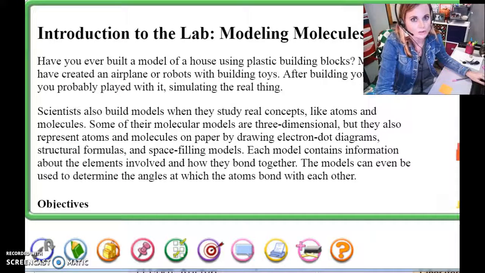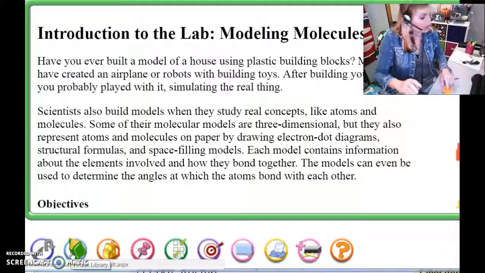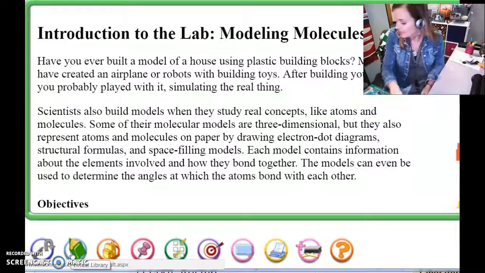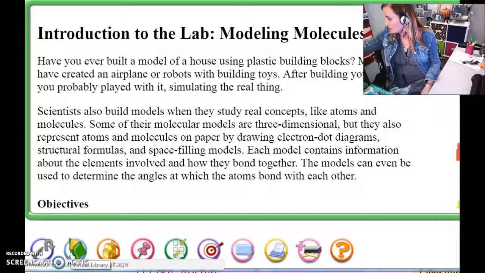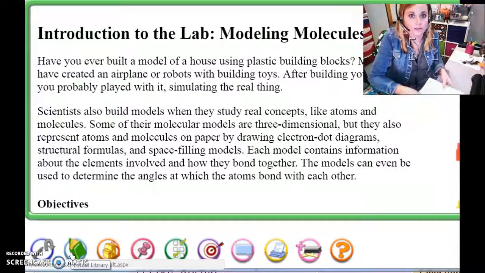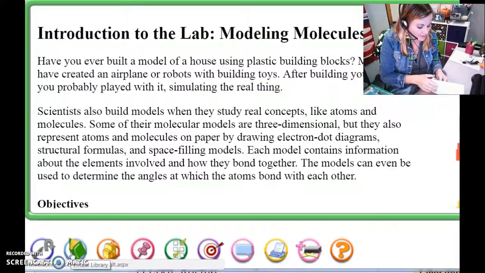Today we are going to be looking at your portfolio on modeling molecules, which deals specifically with covalent compounds and how to draw the Lewis dot structures for them. I did do a separate tutorial last week and recorded that and put it on my Google site as well, and it also kind of gives you some insight into how to draw Lewis dot structures.